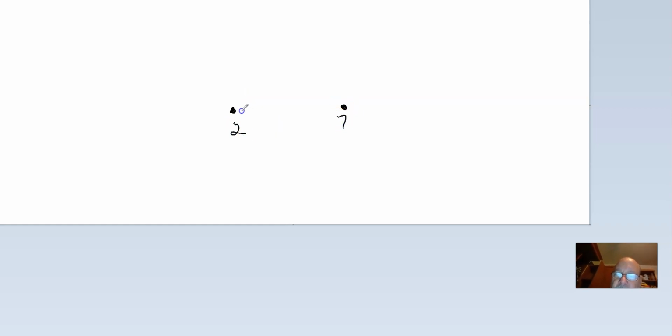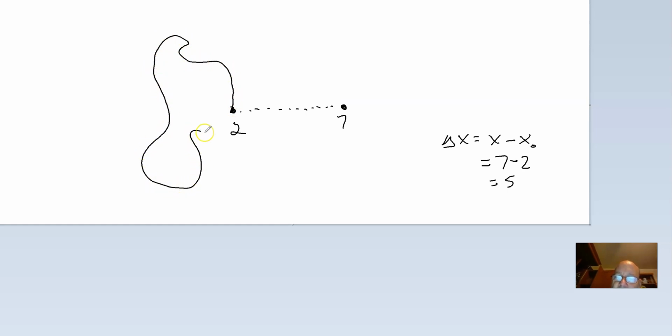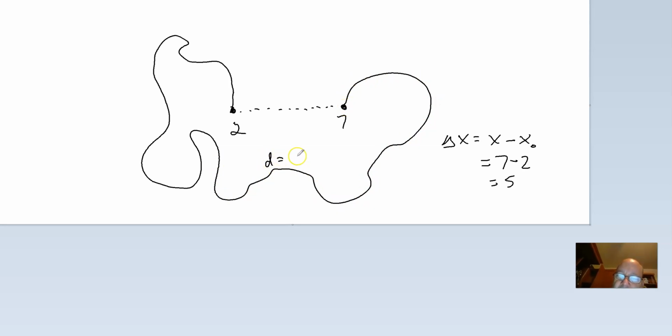We've already said that the displacement here is +5. We've said delta x equals x minus x0 equals 7 minus 2 equals 5. I've gone 5 units in the positive direction. But that may not be the same thing as the distance that I traveled to get there. And here's what I mean by that. Maybe to get to a position of 7, I did this. And so maybe the distance that I traveled is 117 units.